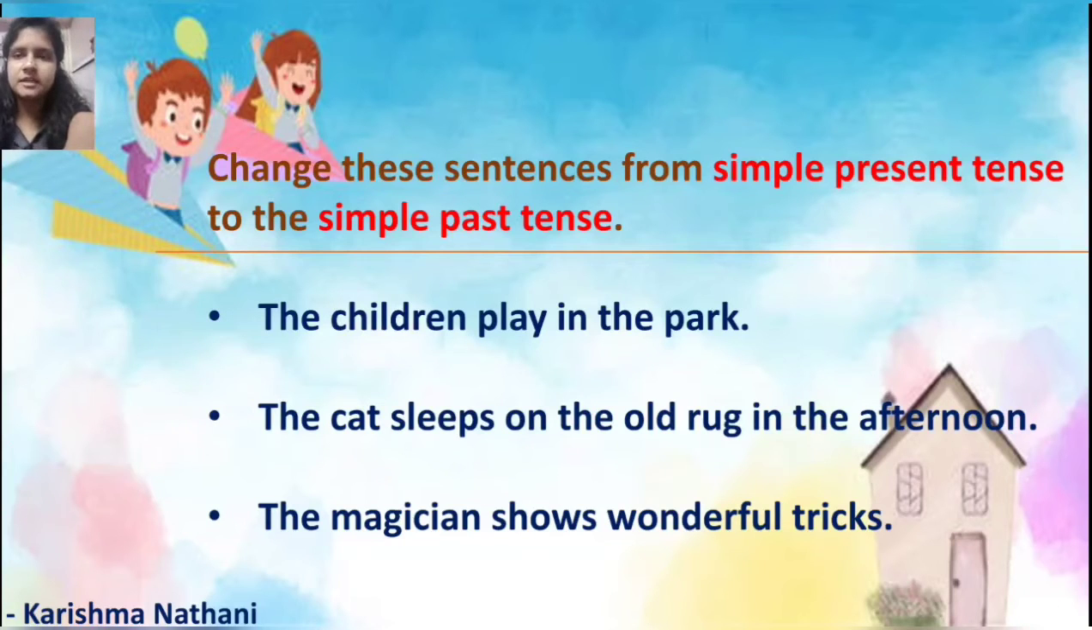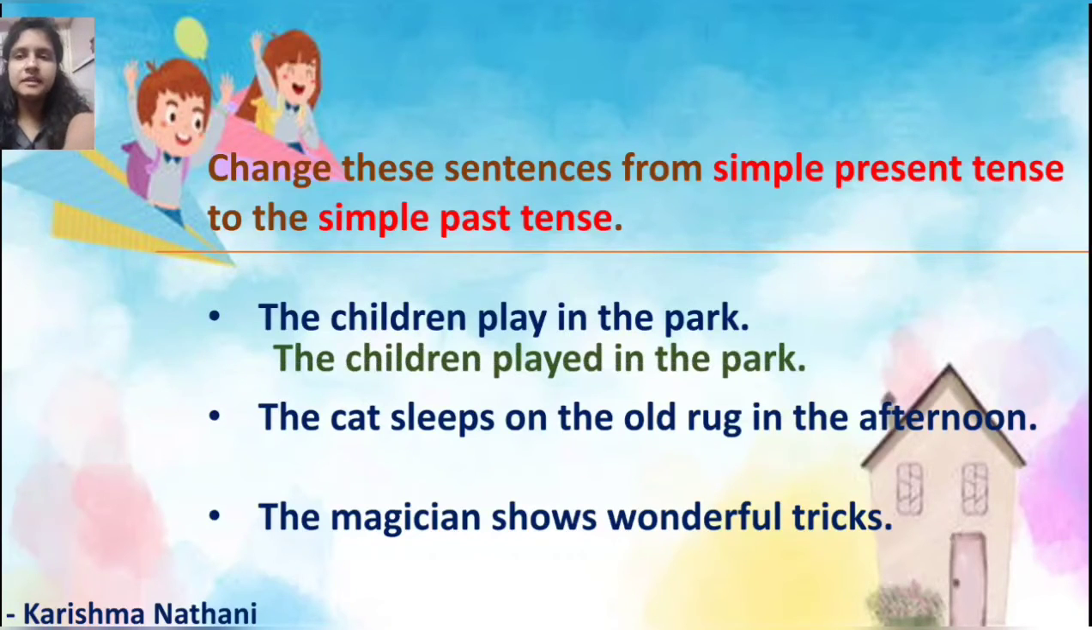Okay, so let's start. The children play in the park. Children play is a simple present tense, so we have to convert it into past. So play becomes played. The children played in the park. Remaining sentence as it is.